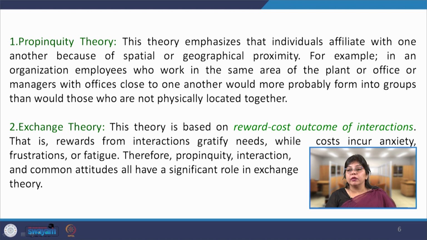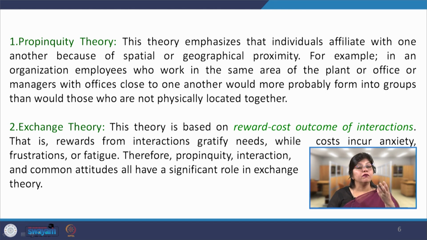Based on this frequency of interaction, people tend to come close to each other, and they maintain a sense of proximity or belongingness with each other. This is the base of propinquity theory: whenever individuals come together, interact and affiliate because of spatial or geographical proximity, then people join a group.